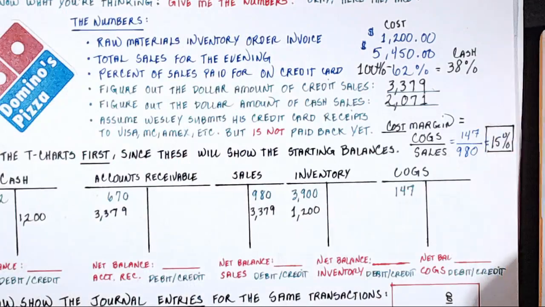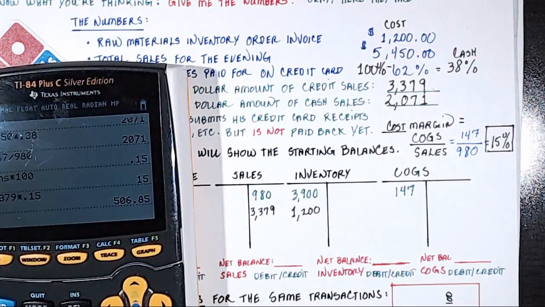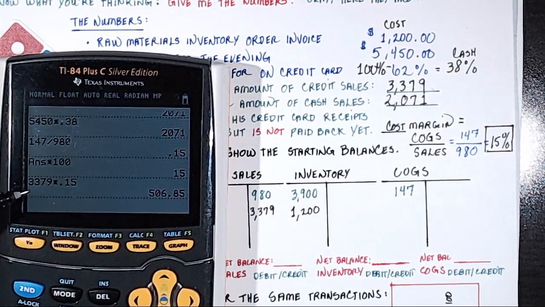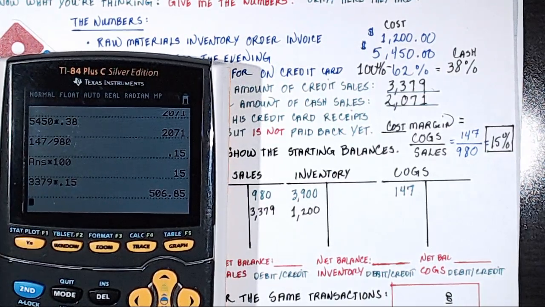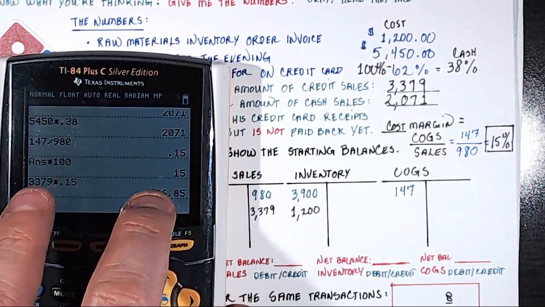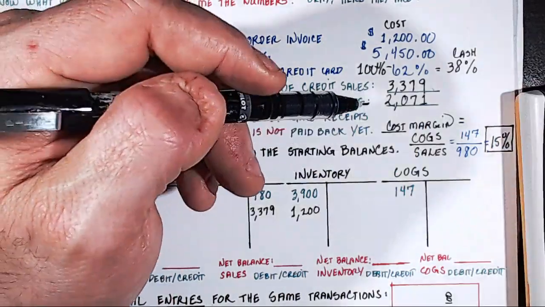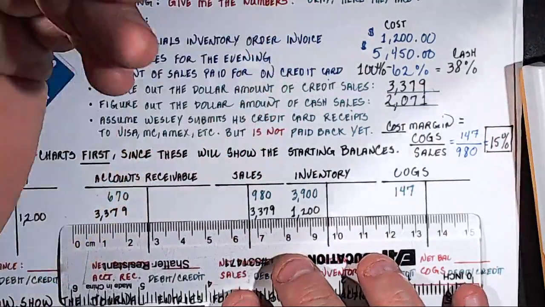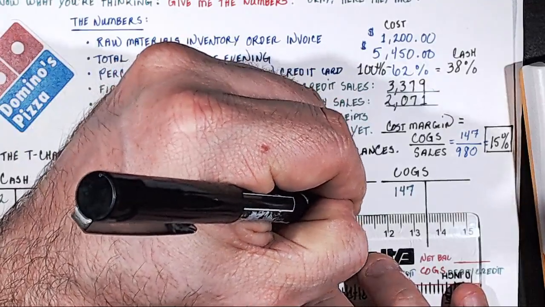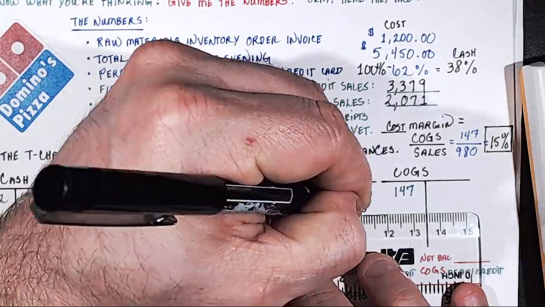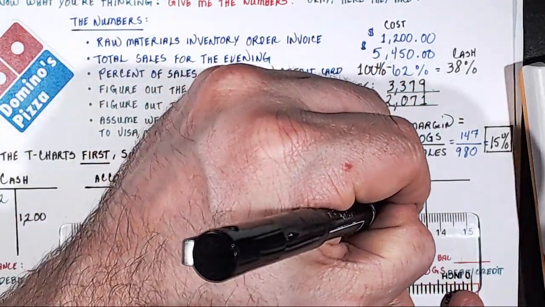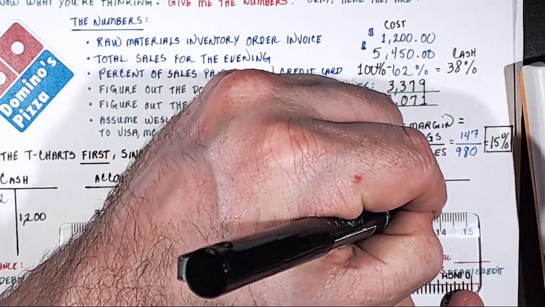So on sales of $3,379, my cost of sales is $506.85. So I have to take that out of inventory. I'm going to credit inventory for 506.85, and I have to debit cost of goods sold for 506.85.